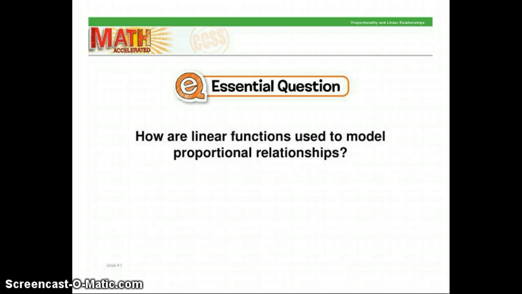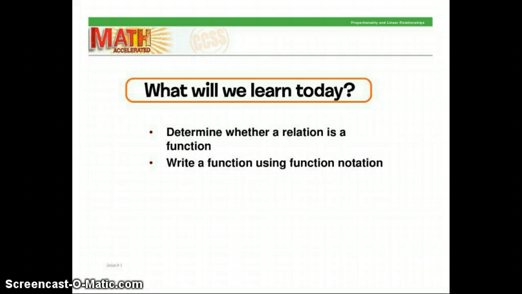Hi guys, today we're going to talk about linear functions, and we're going to relate it back to our last unit on proportional relationships and ask the question, how are linear functions used to model proportional relationships? And it's pretty simple, and I know we briefly touched on it in class, and I think you guys are going to do just fine with this.